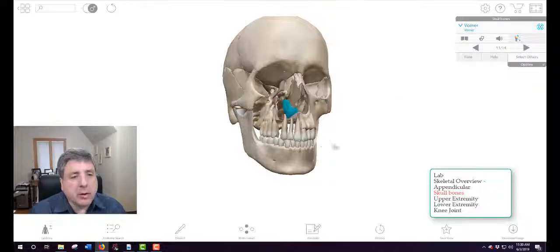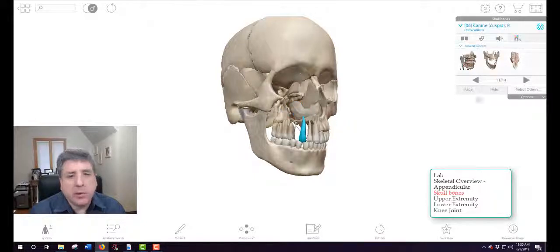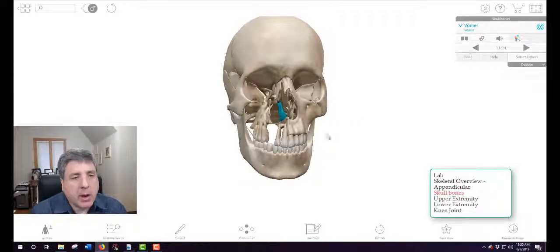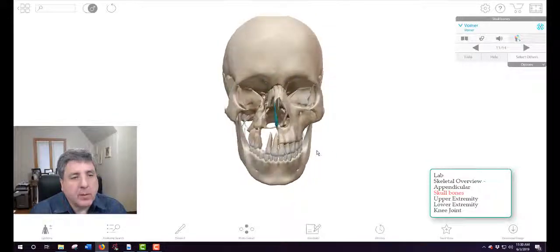And then we're going to be looking at the vomer here. So let me hide this bone as well. And this is the hard palate. This is the vomer, okay? So you kind of see the location for that.